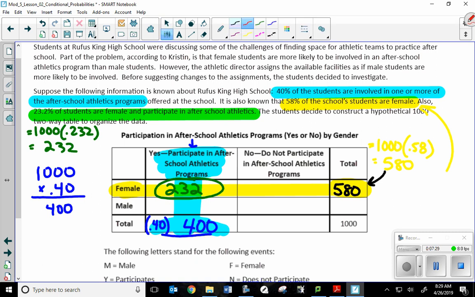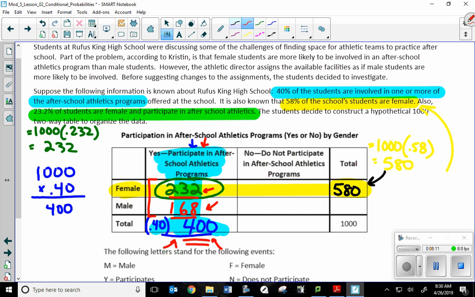How so? Well, look at my participates in sports. Look at this column right here. This is the total. If I add the females and the males that participate in sports, I should get 400, which means I need to add 232 to some number to get 400. And that number, 168 males participate in one or more after-school sports, okay? Now look at, if I add 232 and 168, I get my total, 400. So that's how we're going to be able to fill in the rest of these. We're going to be able to figure out what number we need for the totals.